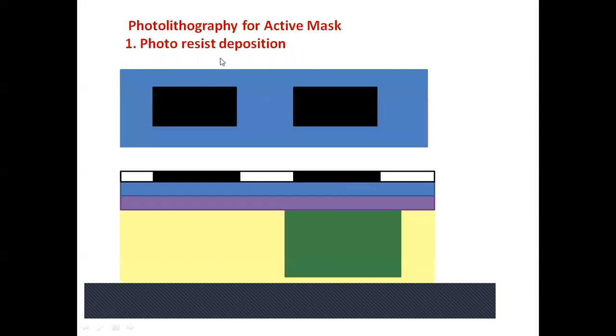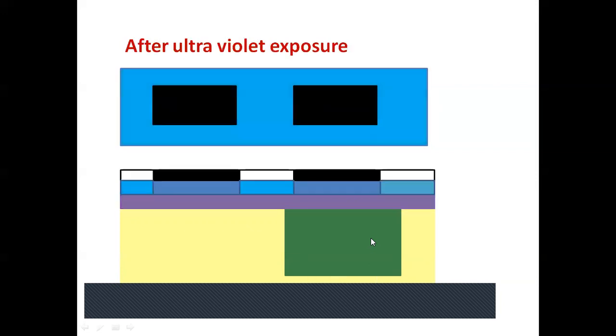Now, again, photolithography process for the active mask. This is your silicon nitride. Then photoresist is deposited and then the mask is kept. The whole structure is exposed to ultraviolet radiation. Then what will happen: wherever it is a transparent portion, this much portion of photoresist will change its composition. This much portion of photoresist will change its composition. And this much portion of photoresist will change its chemical composition. Let us see in the next.